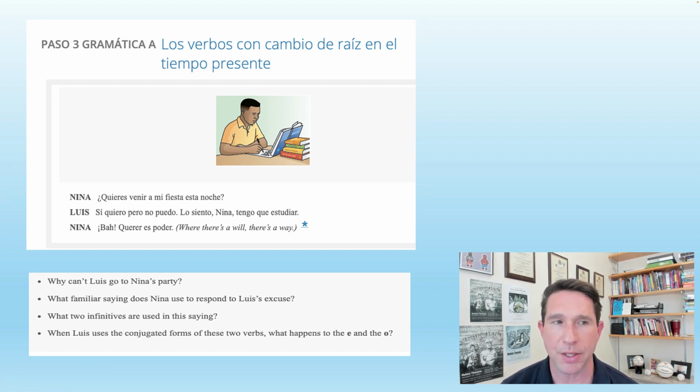Este es sobre Paso 3, capítulo número 3. Paso 3, los verbos con cambio de raíz en el tiempo presente. So coming to you today from chapter 3, Paso 3, with stem changing present tense verbs, guys. These are all super high frequency verbs that have some changes in the conjugation. That's very important and fundamental to get a handle on.